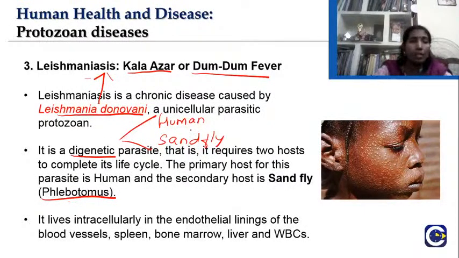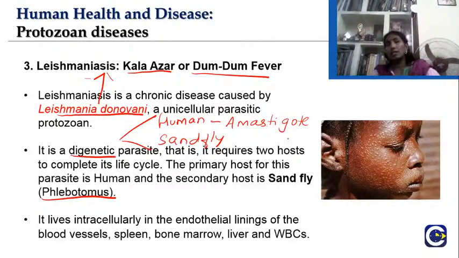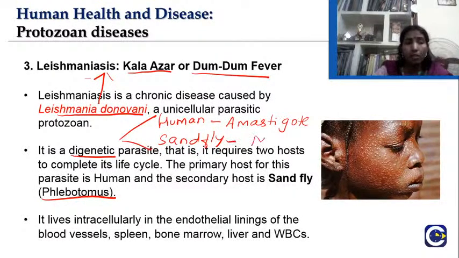So what is happening in human? We have a very important form, what is called the amastigote. So many names are there. Amastigote is the form that is present in the human. What about in the sandfly? We have what is called the promastigote form. So this is where they are present. They are going to affect the inner lining of the blood vessels, the bone marrow, spleen, liver, WBC and all that. So this is with leishmaniasis.